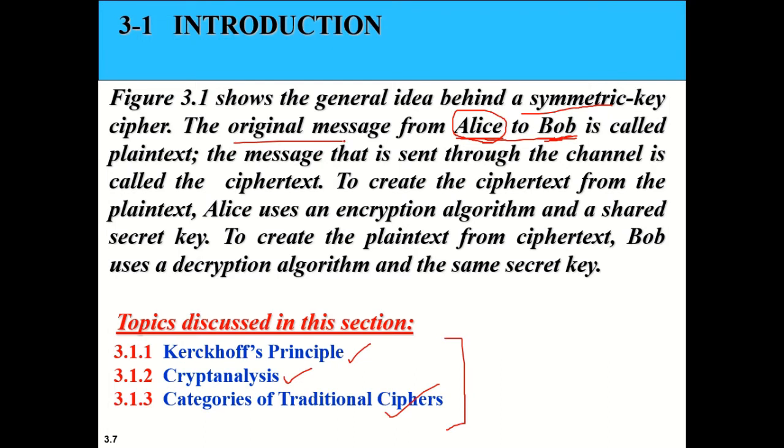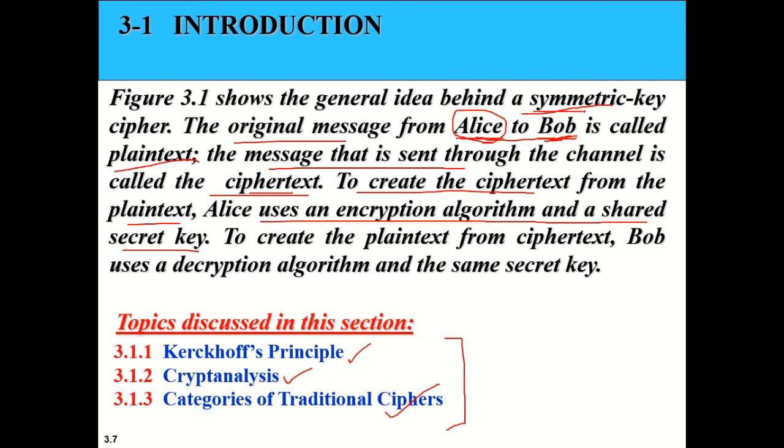So the original message which Alice will be sending to Bob, we call it plain text, and the message that is sent through the channel is called the cipher text, because Alice will not send this plain text as it is. Alice will apply some cryptography technique, some encryption algorithm, and will change this plain text to cipher text. And to create this cipher text from the plain text, Alice will use some encryption algorithm and a shared secret key.